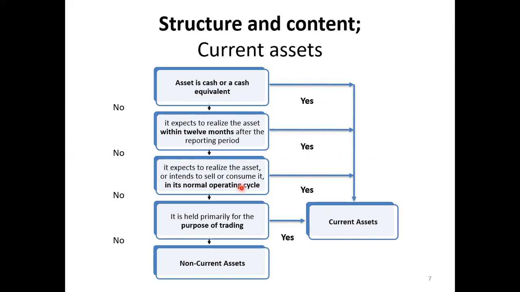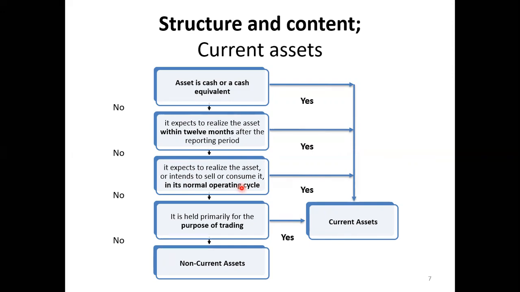Think about inventories, materials. They may be consumed during the course of business. They will use the material to make finished goods. It's a normal operating business or trading, right? So if the answer is yes, it will be categorized as current assets. If the answer is no, then we go to the final criterion.